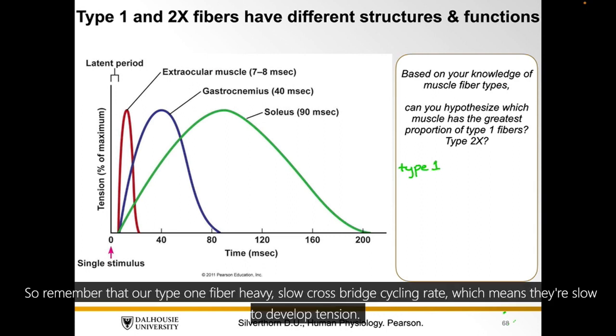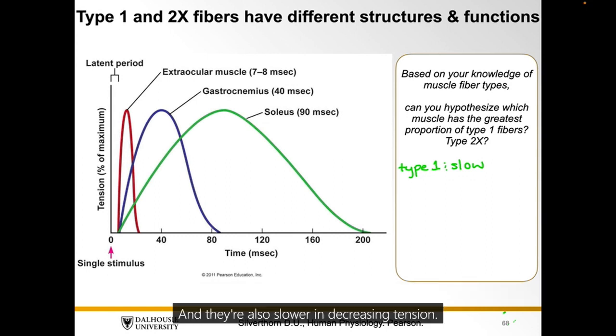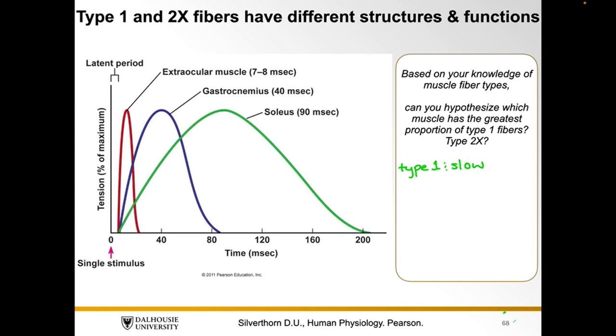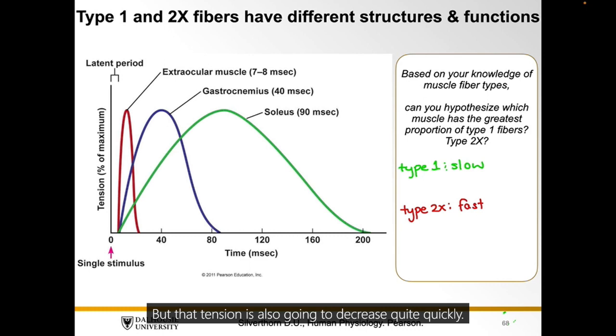So remember that our type 1 fibers have a slow cross-bridge cycling rate, which means they're slow to develop tension, and they're also slower in decreasing tension. So everything about these type 1 fibers is slower. In contrast, your type 2X fibers have a fast myosin ATPase, so they can develop tension quickly, but that tension is also going to decrease quite quickly.